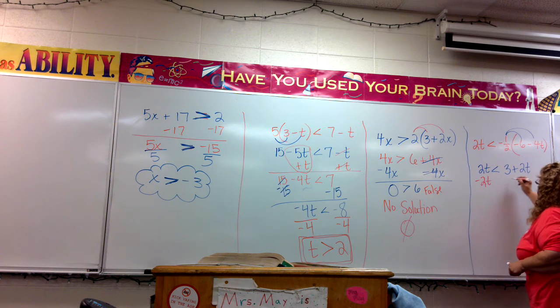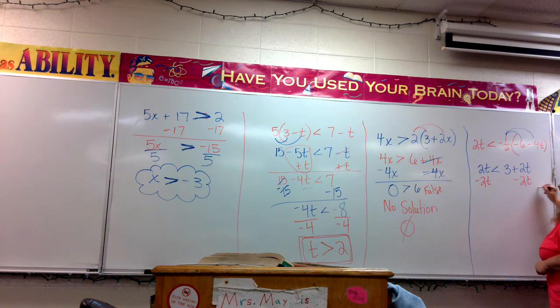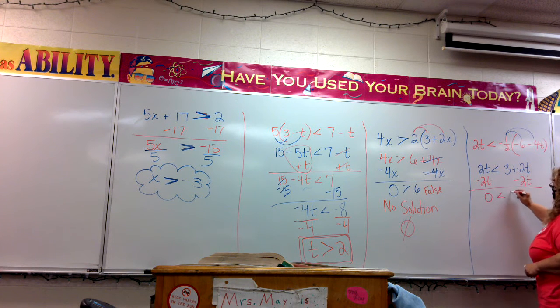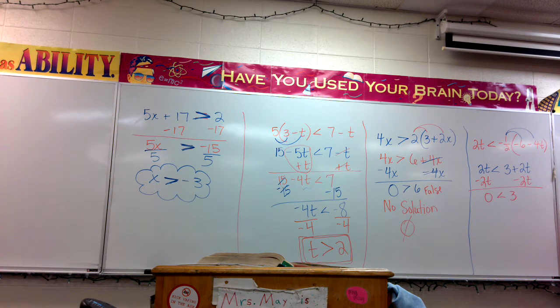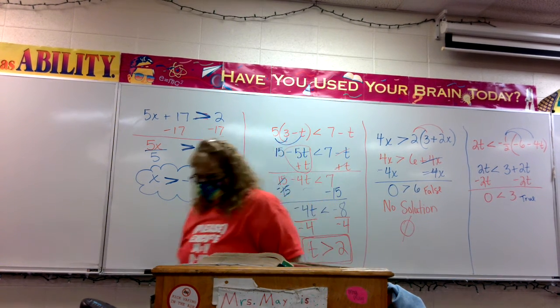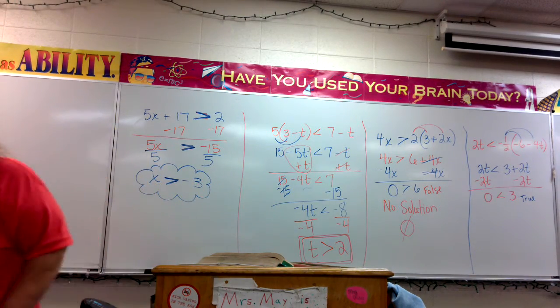I have to get them together, and that goes away. What about this? Is that true or false? True. It is true. 0 is less than 3. So I want to know, for what values of t would 0 be less than 3?